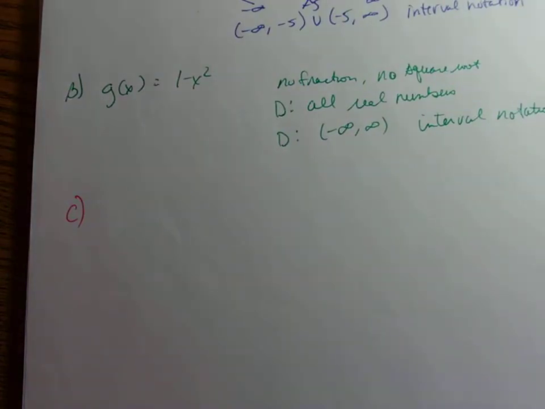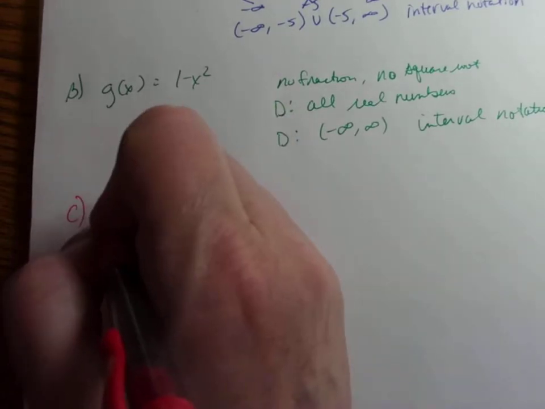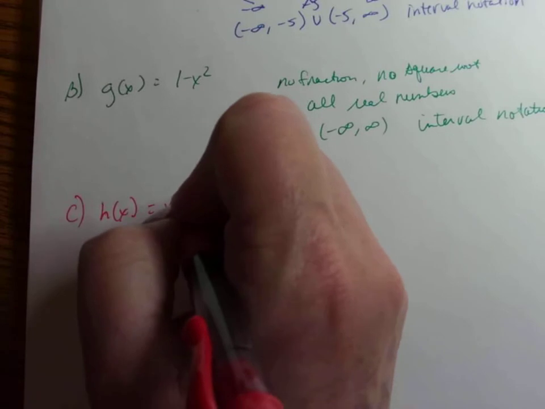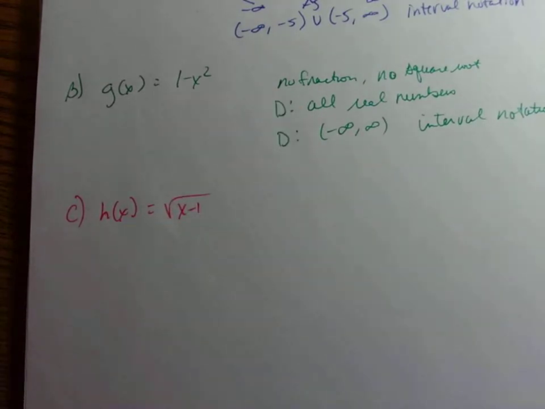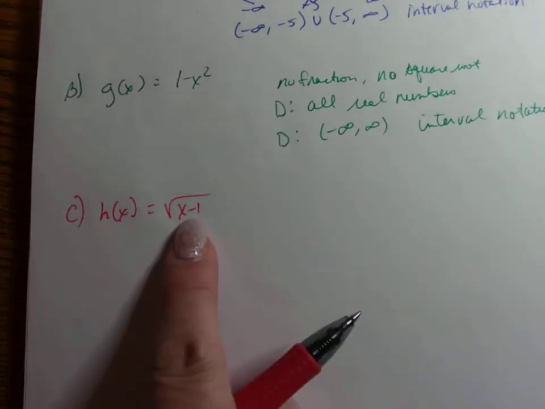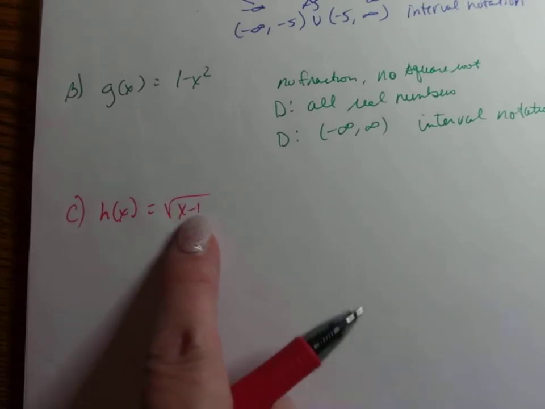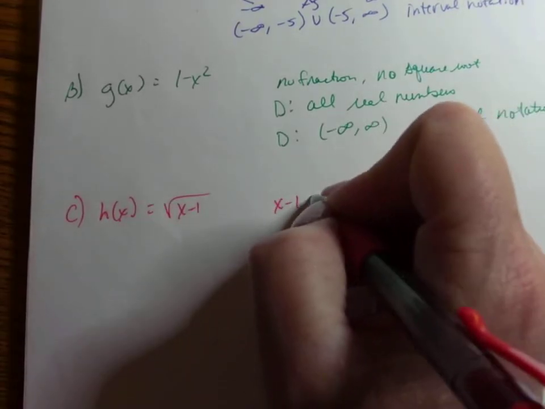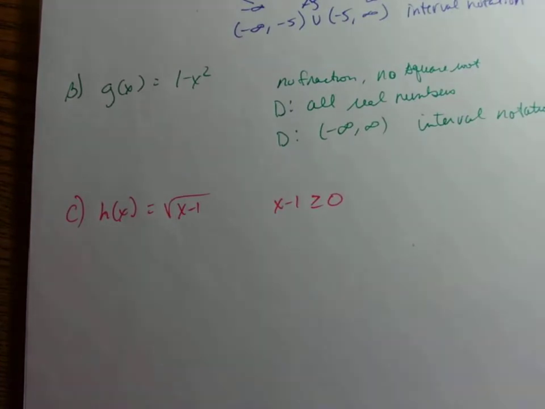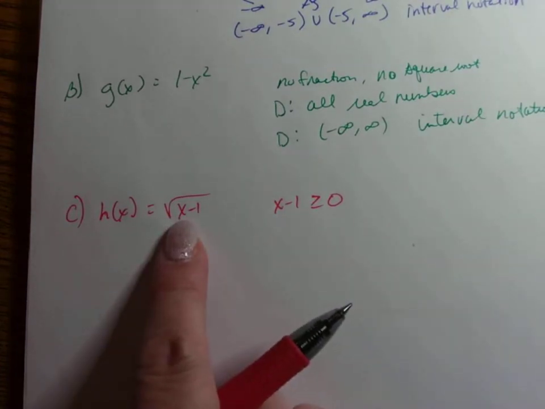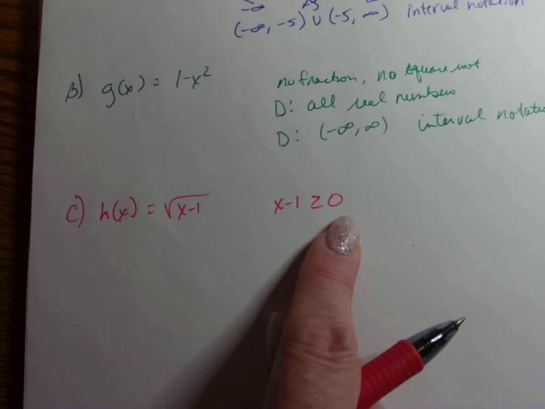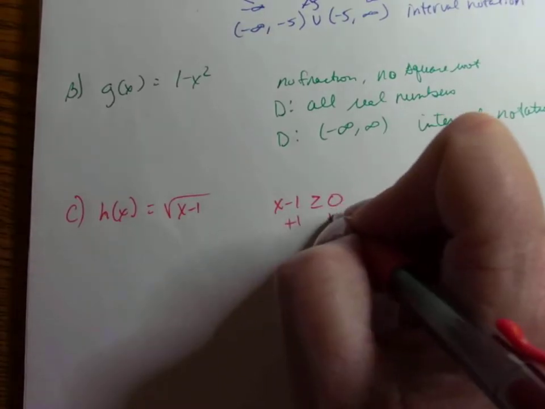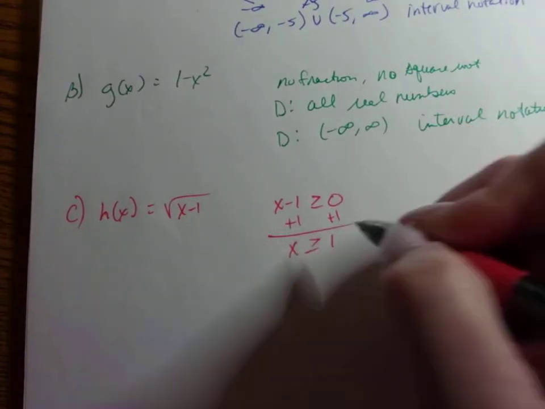All right, so our next problem is going to be h of x equal to the square root of x minus 1. So here we have a square root. The square root can't be negative, so we take whatever's underneath the radical and make it greater than or equal to 0. Because I can take the square root of 0, and anything greater than 0, just not anything less than 0. So this one, we'll just add the 1 over and get x greater than or equal to 1.